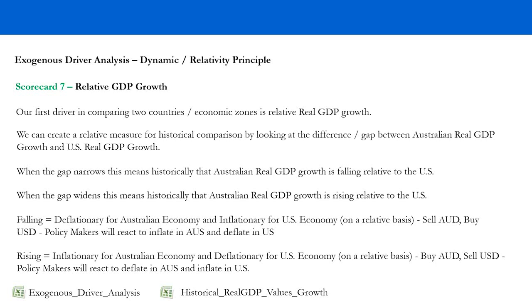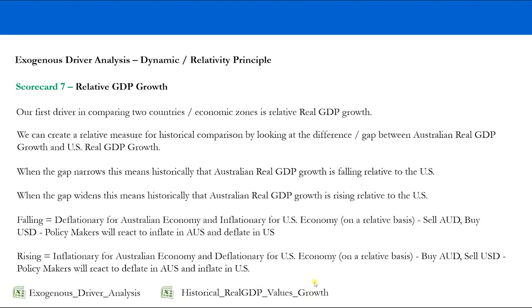So we're going to look at some new spreadsheets now. We're going to start building out our exogenous driver analysis in our new sheet, exogenous driver analysis. And when we're looking at real GDP growth, we've actually provided you with a table with all the GDP values and percentage growth numbers for every country in the world, in this spreadsheet here, historical real GDP values and growth. Okay, so let's get stuck into this and go over to the spreadsheets.